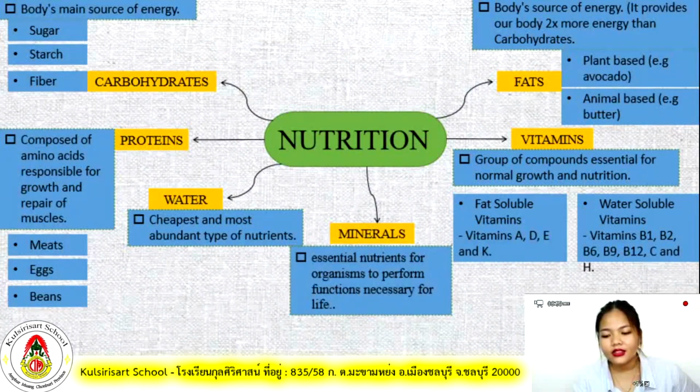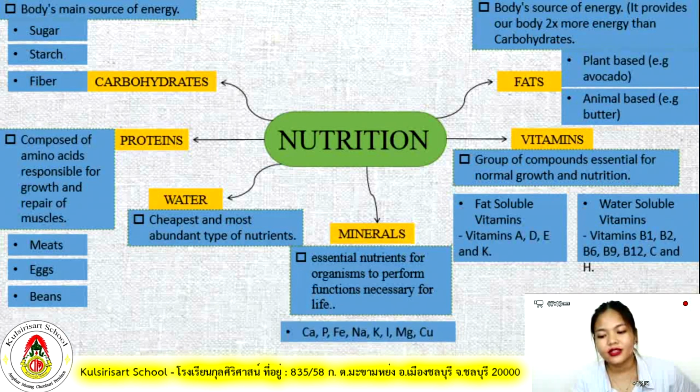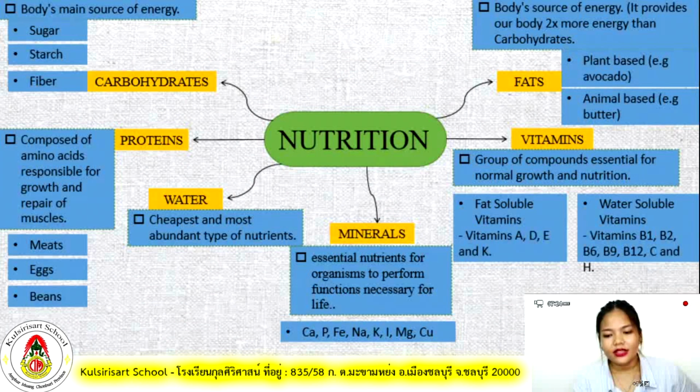Minerals are essential nutrients for organisms to perform functions necessary for life. We discussed the different types of minerals needed by the body to perform functions, and this includes calcium, iron, magnesium, copper, iodine, sodium, and phosphorus. That is basically everything that we've learned in today's lesson. I want you to take note of this mind map so it will help you recall our lesson about nutrition.